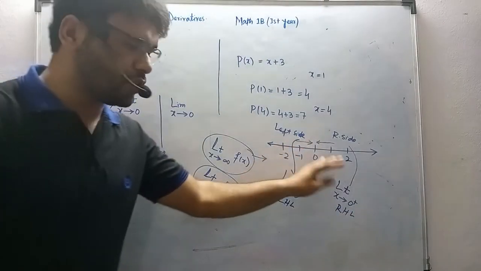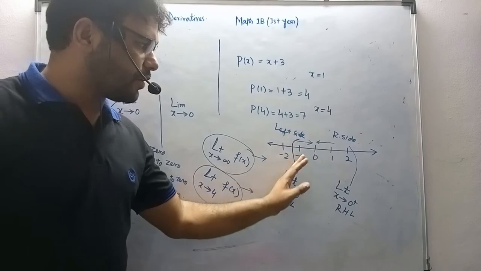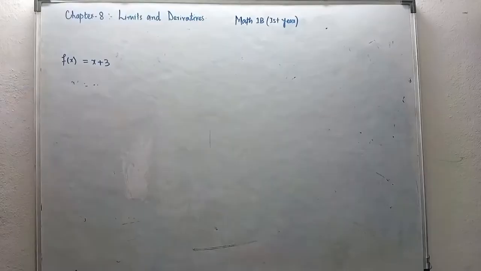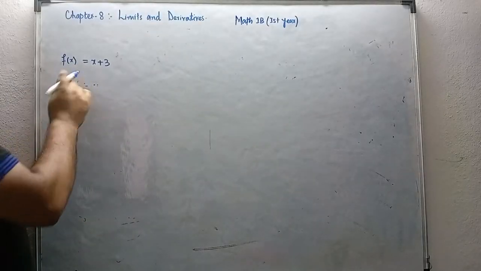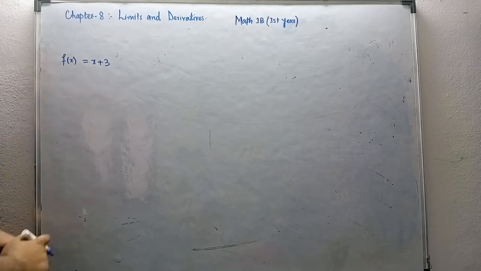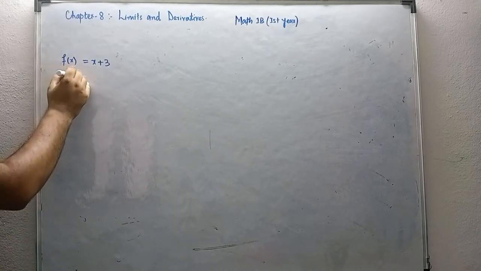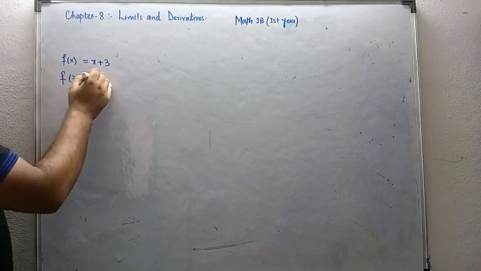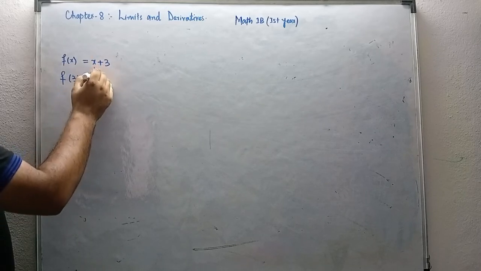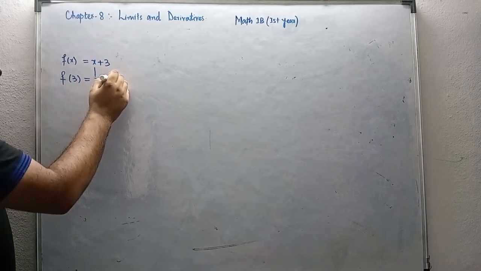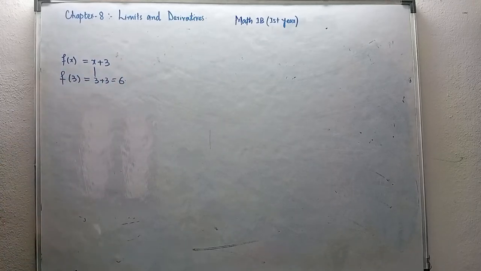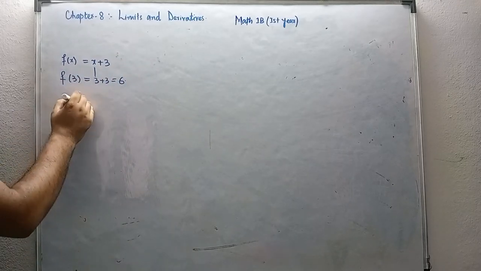I think this much you understood now. Left hand limit and right hand limit. Look at this example. f(x) equals x plus 3. If x equals 3, then the value of the function is, in place of x I should put 3. 3 plus 3, that is 6. Now I will give it a limit.